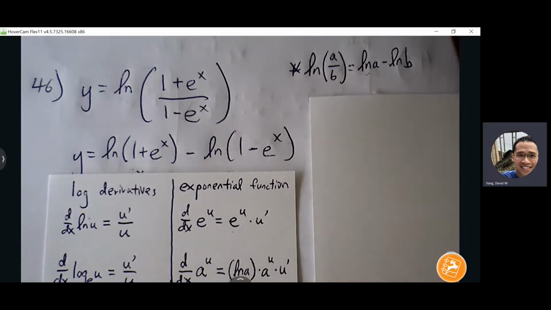So now that we have two individual terms, our u value is a lot easier to work with, and then we can just do u prime over u twice for both terms. So try that, see if you can work your way down to the derivative. And we're going to have to involve both natural log and exponential function derivative.